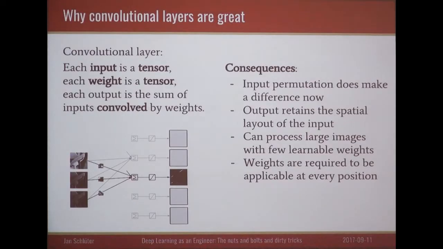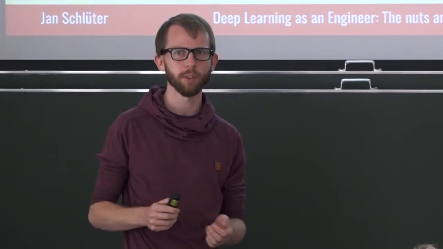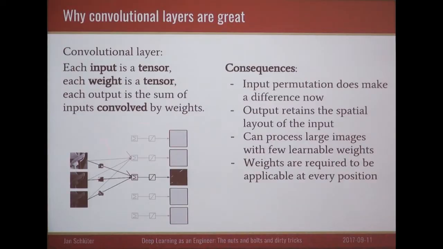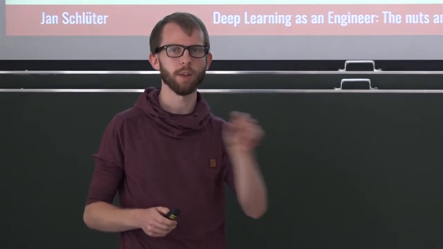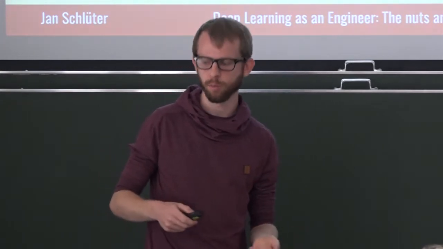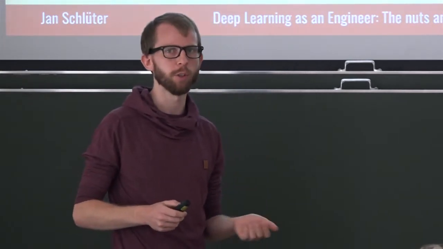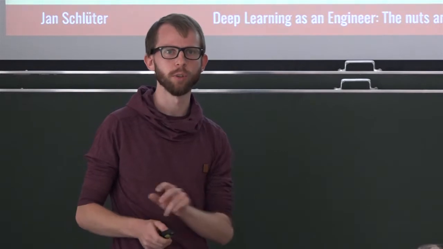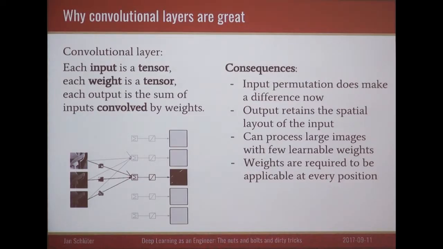And since the weights we have here are usually much smaller than the input matrix, often for images they are just 3 by 3 pixels, you can process a large input image with just a few weights. And those weights are required to be applicable at every position in the image. So this means the model is forced to learn some features that are generally useful to process images.